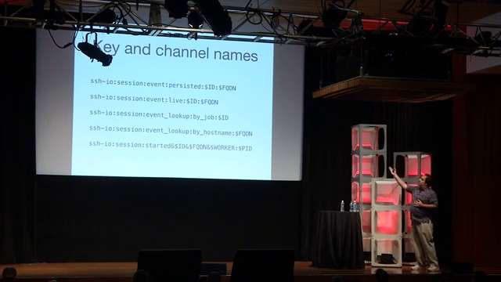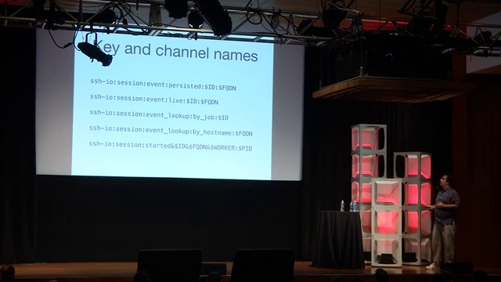So the persistent message queues have this format: event, persisted, and then you have a job ID, and you have the fully qualified domain name, the host name, basically. The live queue, this is a channel name. It's the same thing, except instead of persisted, you say live. The lookup indexes: session, event lookup by job, and then the job ID. It's all fairly logical, so you can look up what you need to.